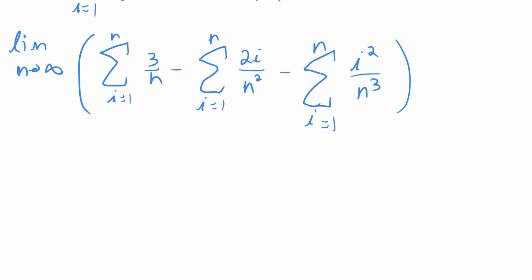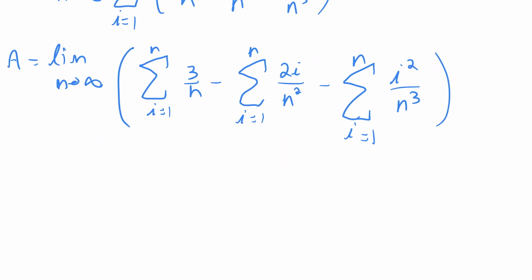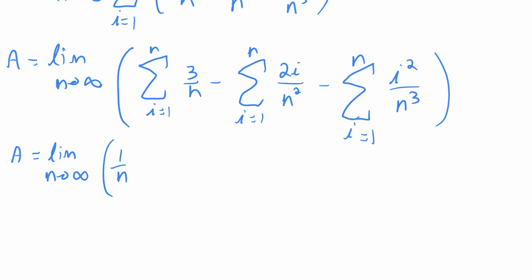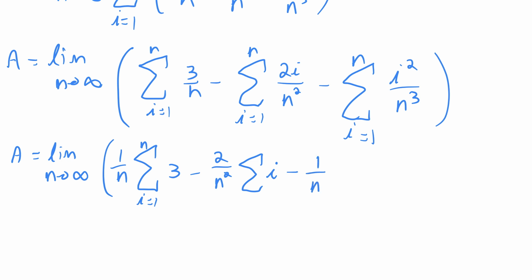And now my summation rules tell me that I can move any constant factors in front of the sigma, so all of the factors involving an n can go in front. So for the first one, I can move the whole 3 over n in front, but I think I'm just going to move the 1 over n in front and leave the 3. The next one, I'll move 2 over n squared in front. And my last one, I'll move 1 over n cubed in front.